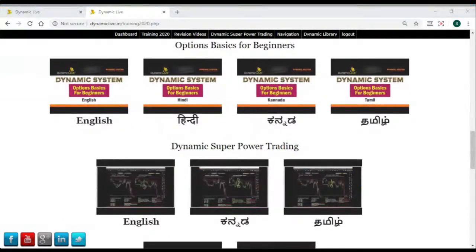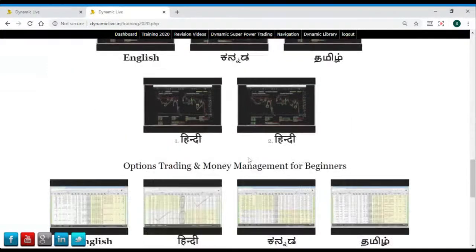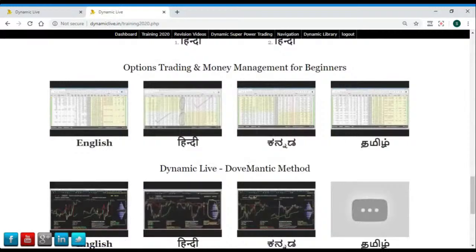Now if any one of you is a beginner to options trading, and if you want to learn about options a bit more, then you can watch this video, Options Basics for Beginners. Or if you are not a beginner, then you can scroll down, and as you scroll down, here you can see Options Trading and Money Management for Beginners. I would request all of you to watch this video, because in this video it is very clearly explained how to select the right strike price, how to secure your profit to shift over, and then how to do money management. All these points are very clearly explained here.